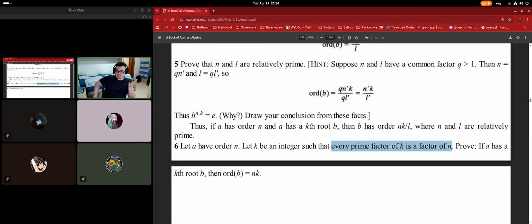Because in the example it's pretty simple, right? Because k is 3, and that's definitely a prime factor of 12. So that's fine. But it's saying every prime factor. So if k was like 18, then the 3 and the 2 must be there, right? They would be because they are both factors of 12 as well.